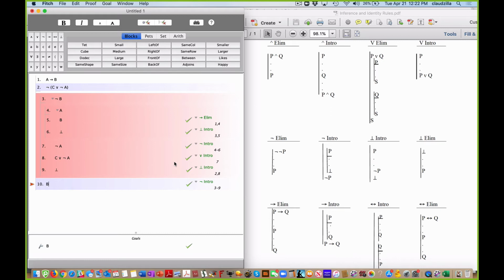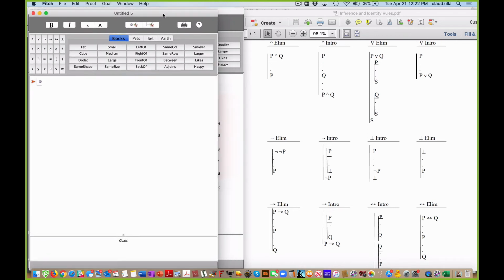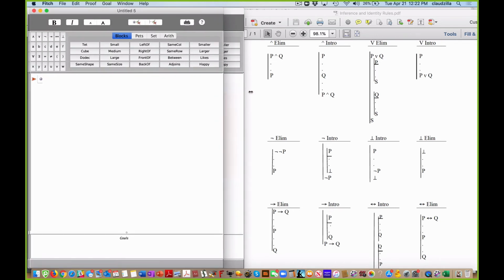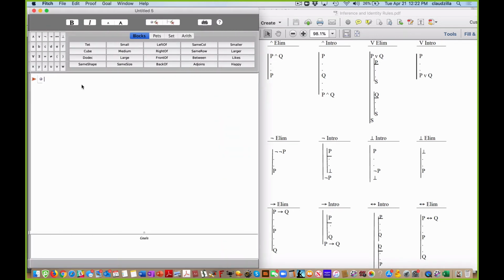All right. I'm stealing, by the way, from some other textbook, so we'll see how long these proofs take us.